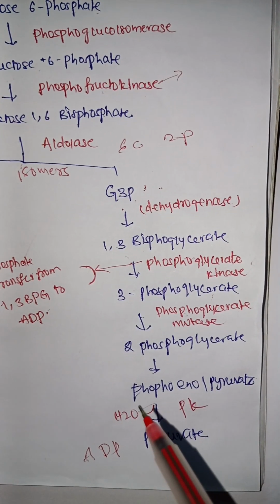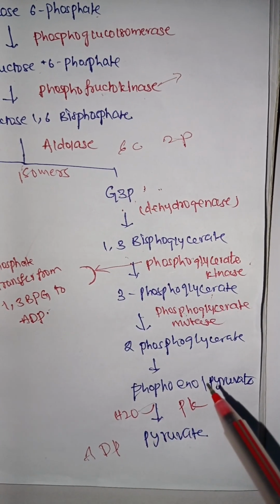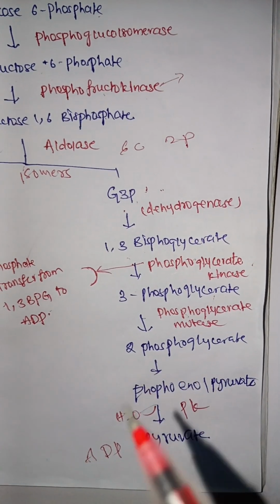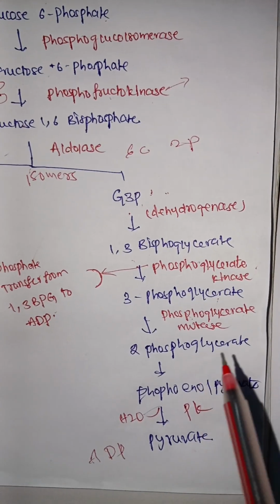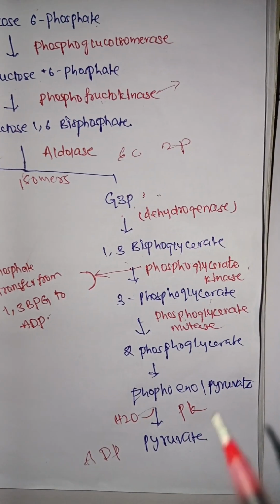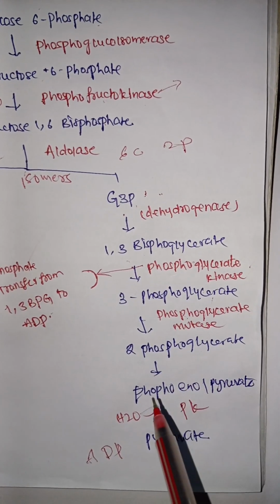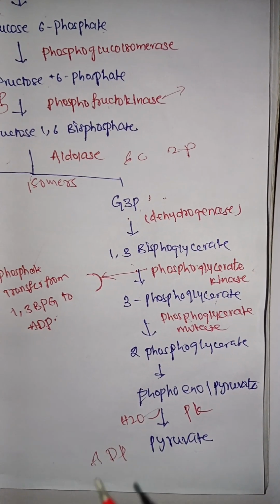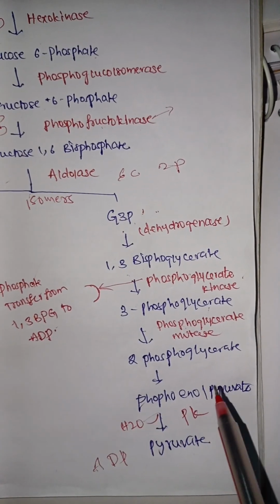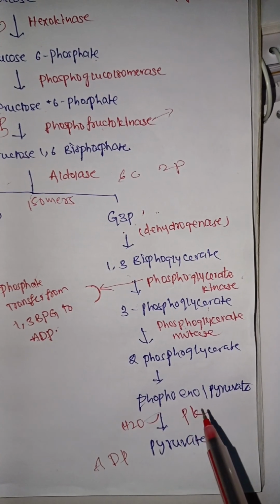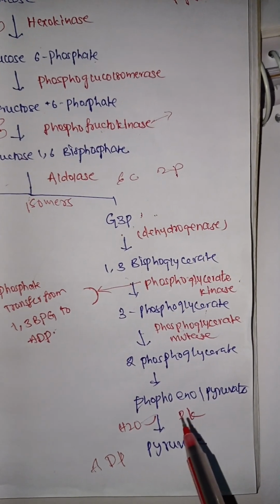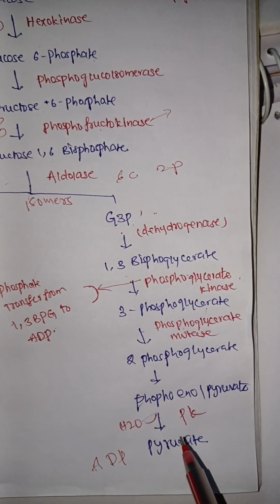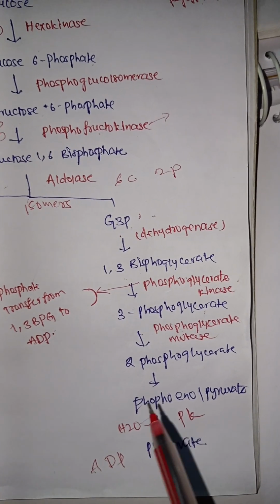2-phosphoglycerate is converted into phosphoenol pyruvate via the enzyme enolase. Here also there is no change in the carbon number and phosphate number, but one water molecule is released. Phosphoenol pyruvate is converted into pyruvate via the pyruvate kinase enzyme. Here one more phosphate group is lost, and that phosphate is accepted by ADP.